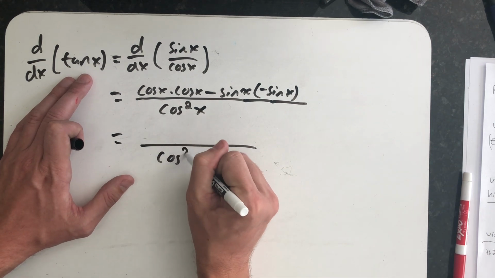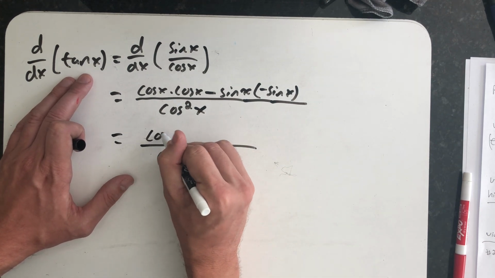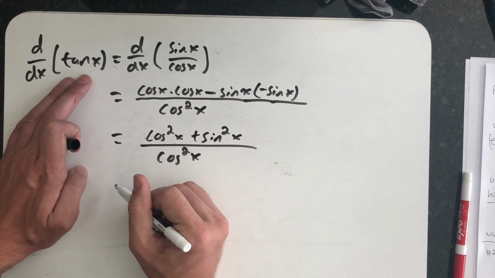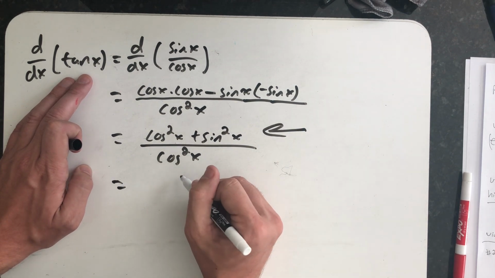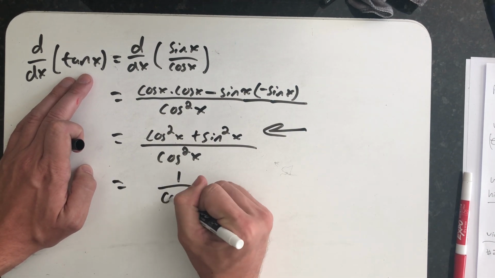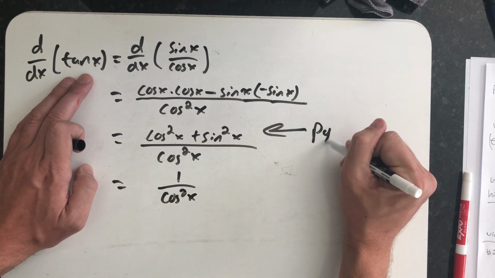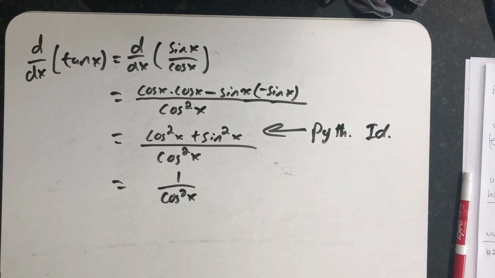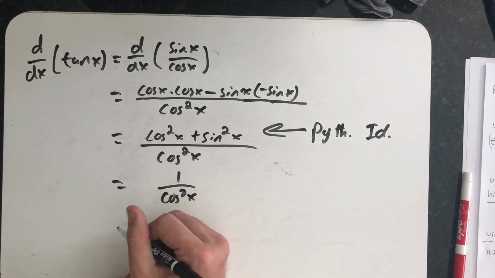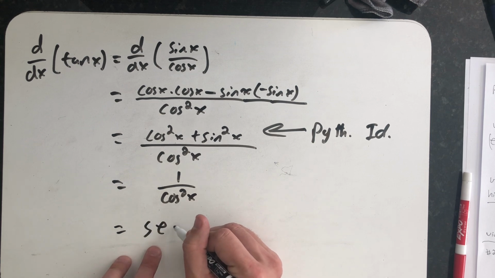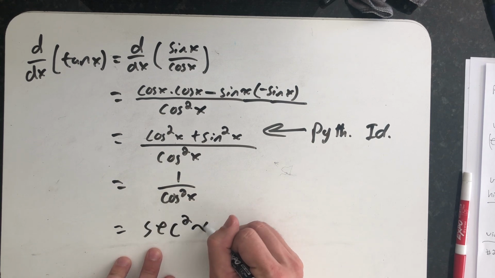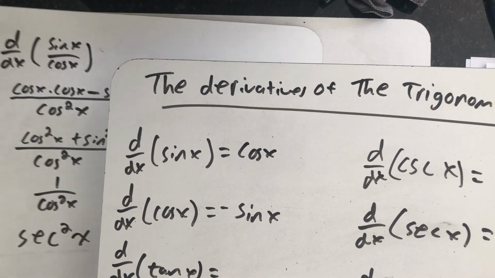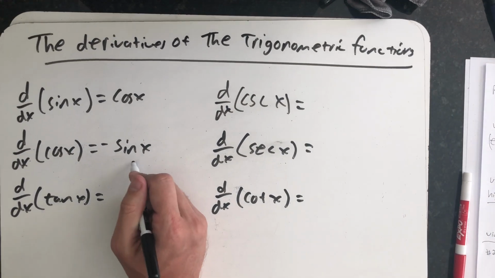So on the bottom I have a cosine squared x, and at the top I have cosine squared x plus sine squared x. Well, this makes me very happy because that's the Pythagorean identity. Cosine squared plus sine squared is always equal to 1, so I get a 1 over cosine squared, which I'm going to rewrite using a reciprocal identity as secant squared x. So, coming back here, the derivative of tangent is secant squared.